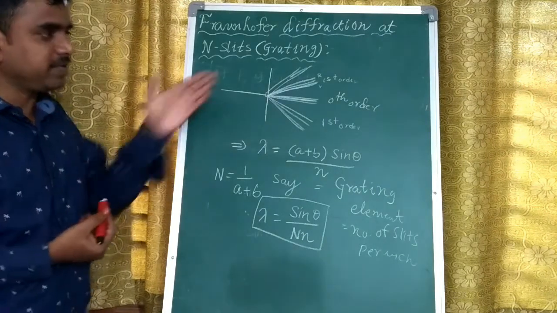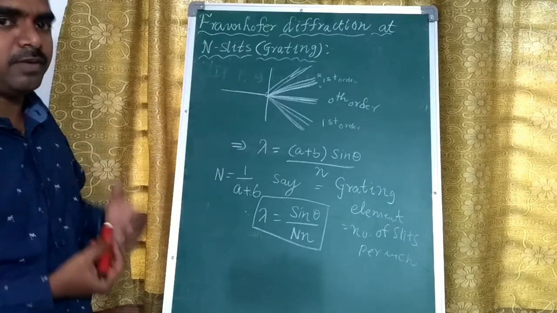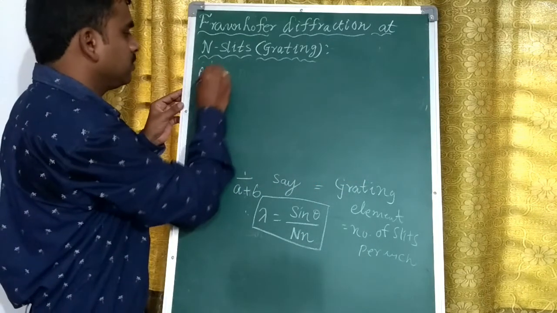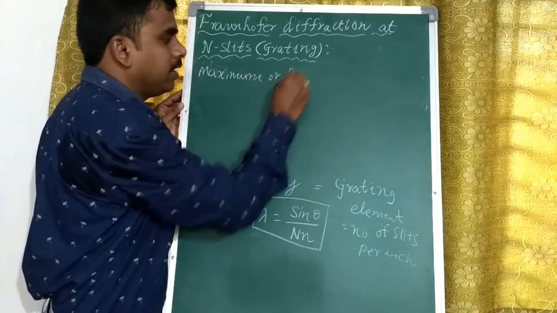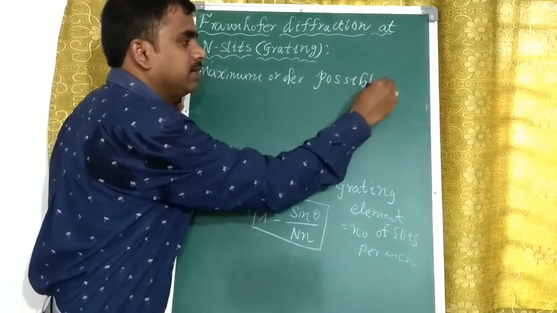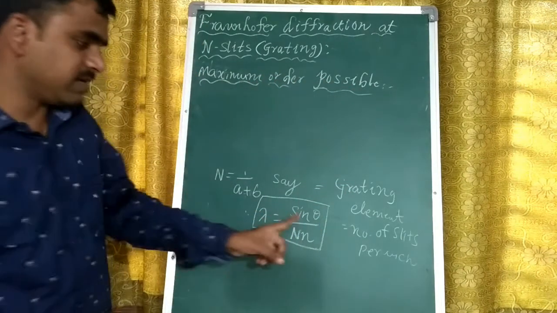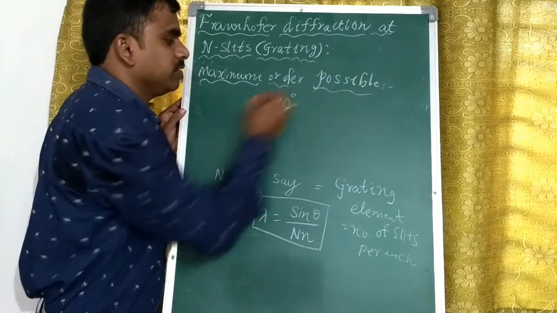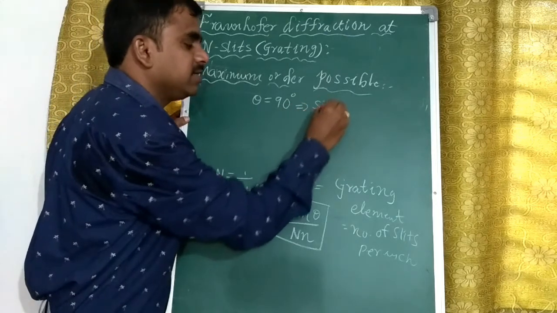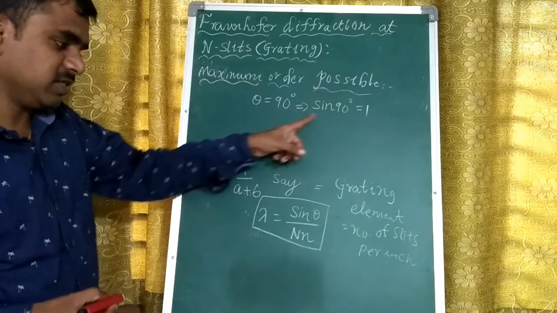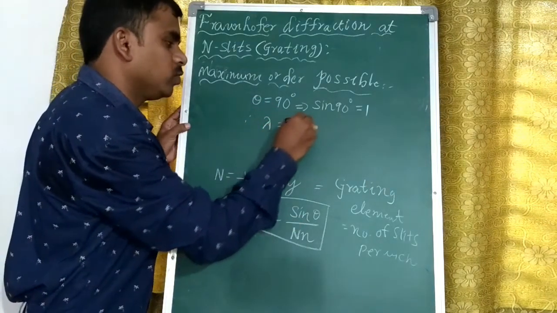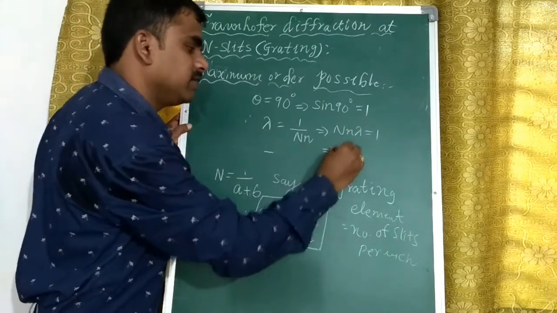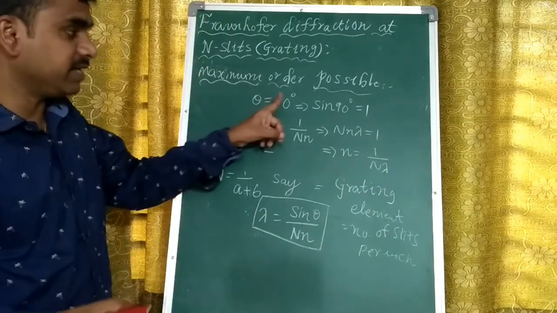What is the maximum order possible by using a diffraction grating? In this equation, the trigonometric term is sine. The sine value is maximum when theta equals 90 degrees, and sine 90 degrees equals 1. Therefore lambda equals 1 by Nn, which implies Nn lambda equals 1, so the order n equals 1 by N lambda when theta equals 90 degrees.